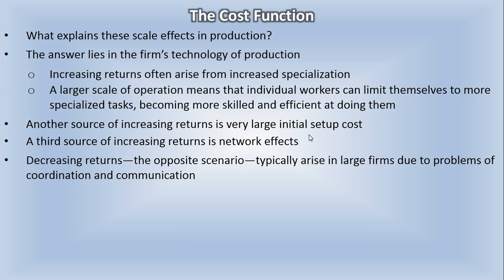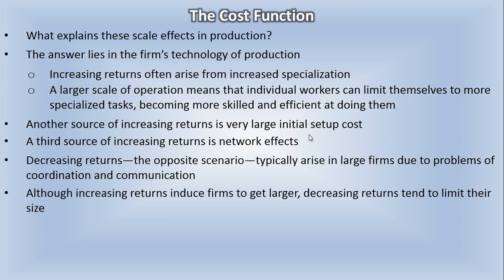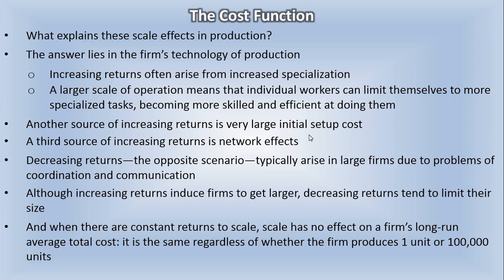And that's why firms can't just become infinitely huge. There is a limit to how big firms can get, how big enterprises can get. Ultimately, there are people in all these enterprises, and people are complicated. Therefore, it can become complicated to become super big. Although increasing returns induce firms to get larger, decreasing returns tend to limit their size. And when there are constant returns to scale, scale has no effect on a firm's long-run average total cost. It is the same regardless of whether the firm produces 1 unit or 100,000 units.